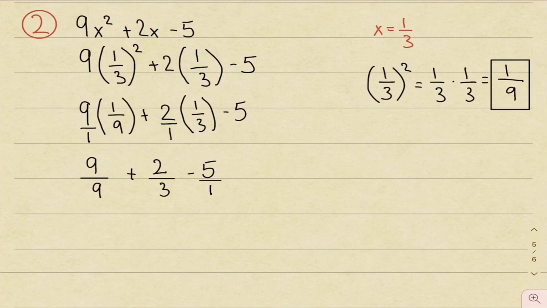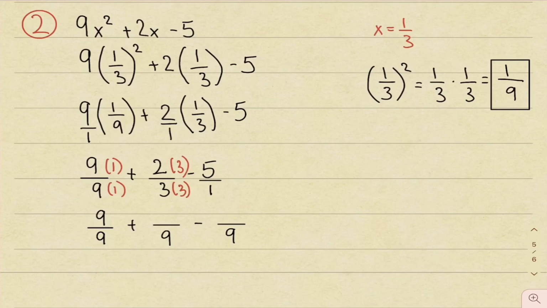So the least common denominator of 9, 3, and 1 is 9. So I'm going to make each fraction with a denominator of 9. I multiply by 1, top and bottom. So 9 times 1 is 9, and 9 times 1 is 9. To make this 3 into 9, I multiply by 3. And if I multiply on the bottom, I have to multiply on top as well. Now I have 3 times 3 is 9, and 2 times 3 is 6.